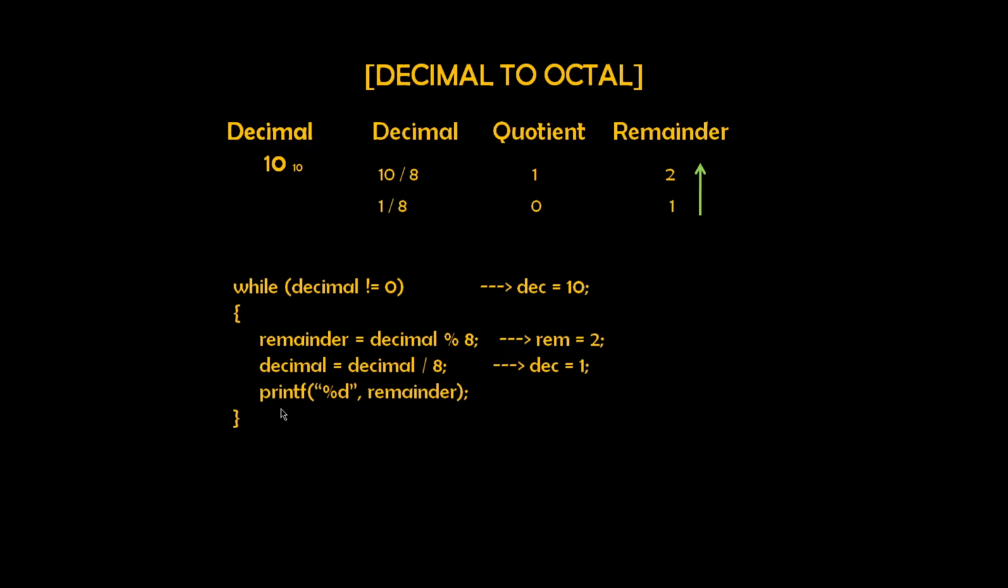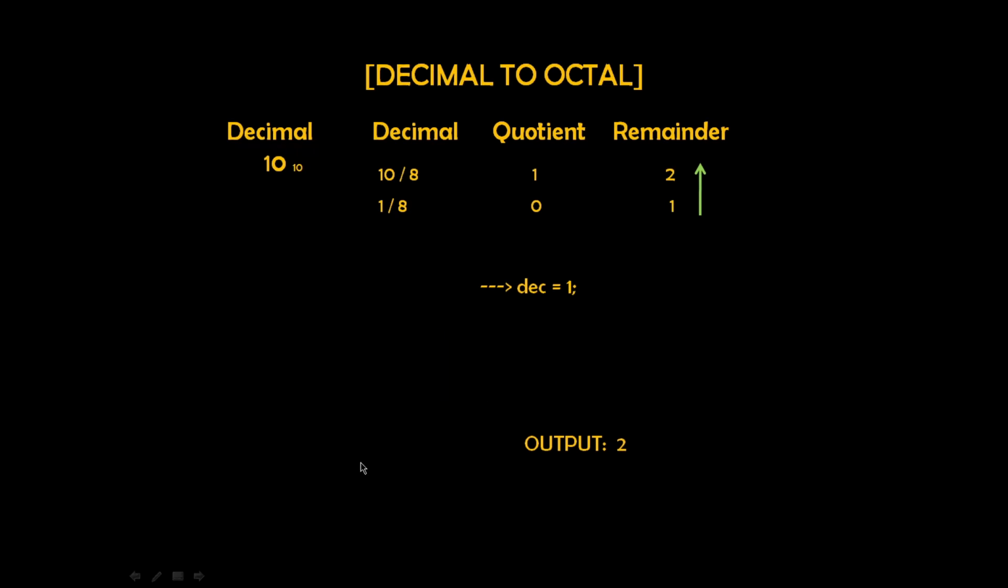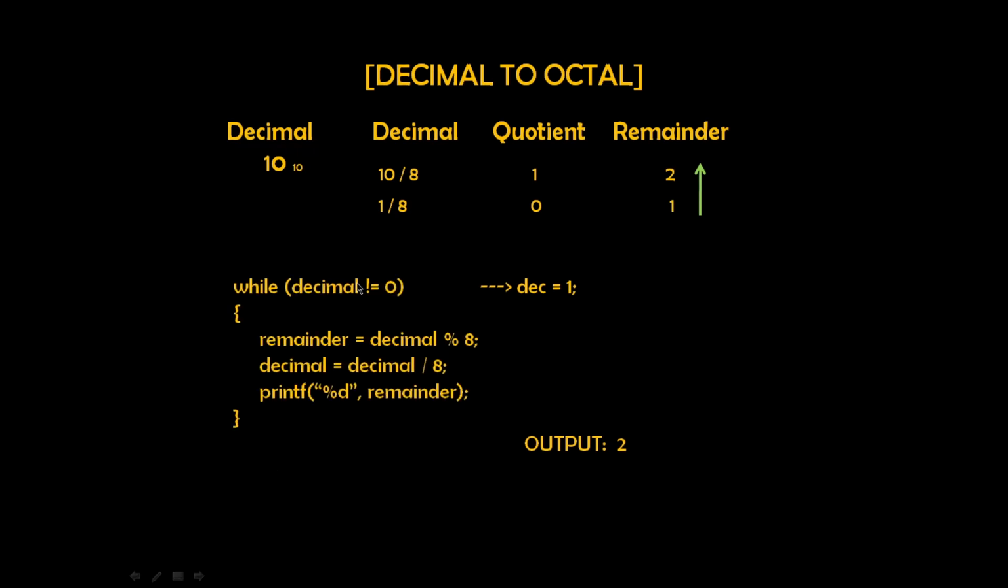In the last line, we are going to print the value of our remainder. Our remainder is 2, so it will now print 2 in the output, as you can see. Now, since our decimal value is now 1, it will not become 10. So we put 1, and then it attempts to loop. It checks the condition: if our decimal is not equal to 0. We have decimal 1, and 1 is not equal to 0, so again it is true, perform the statement.